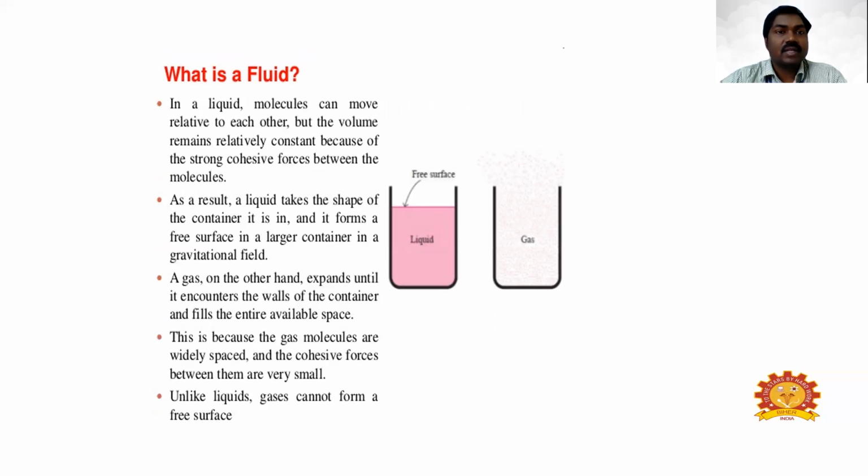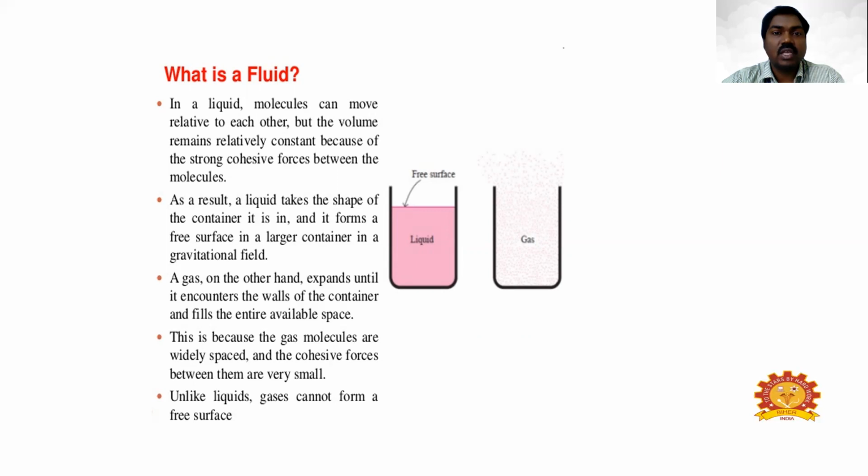In a liquid, molecules can move relative to each other, but the volume remains relatively constant because of the constant cohesive force between the molecules. As a result, it takes the shape of the container. We are given two diagrams here: one beaker is filled with a liquid and the other is filled with a gas.